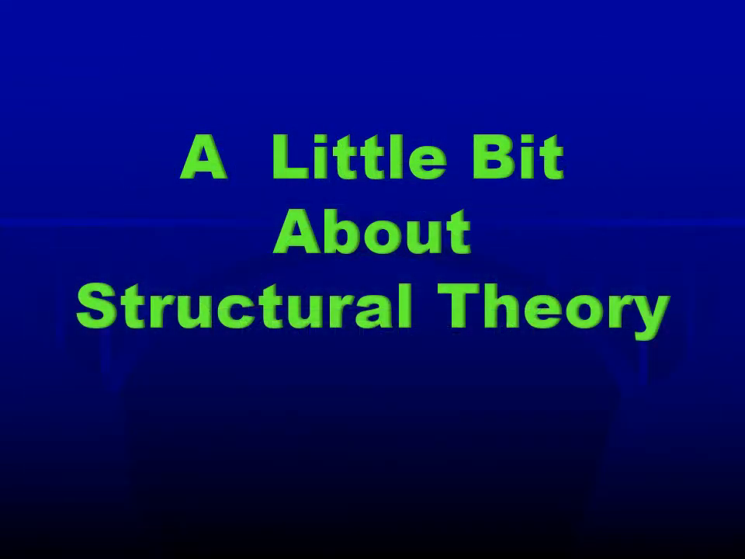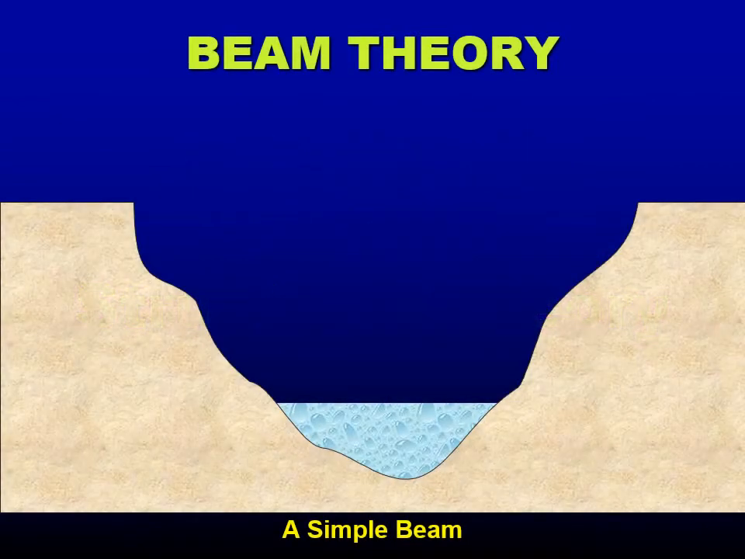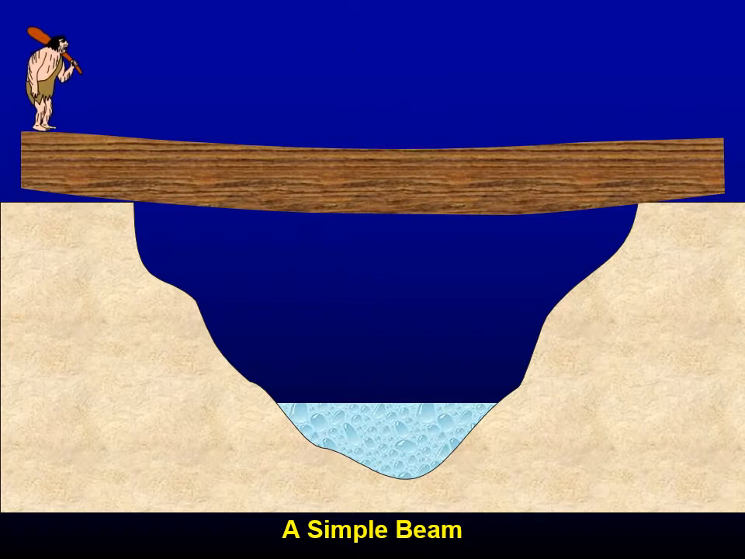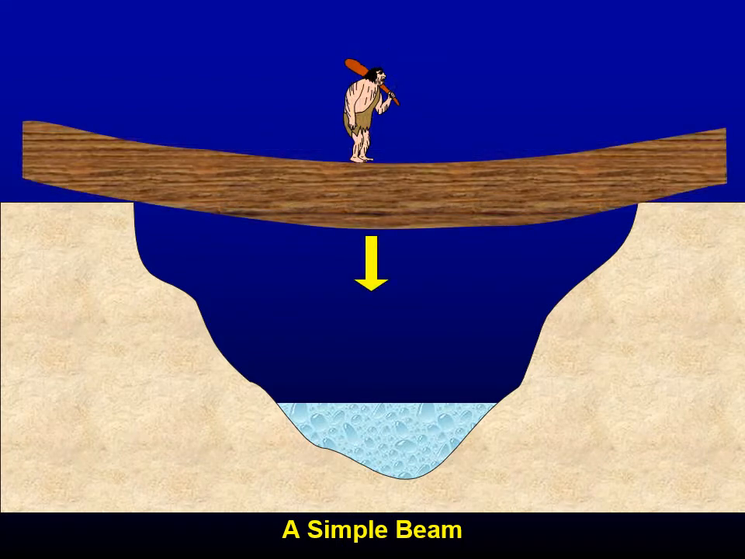So I'm going to talk a little bit about structural theory. First of all, beam theory. So a beam is typically a structural element which is orientated horizontally. And a beam typically has its own weight, and if you were to walk across it, you would impose a mass on the beam and it would start to bend down. I think that's fairly intuitive and you would understand that. And that your force, your weight, would pull it down and it would bend up.